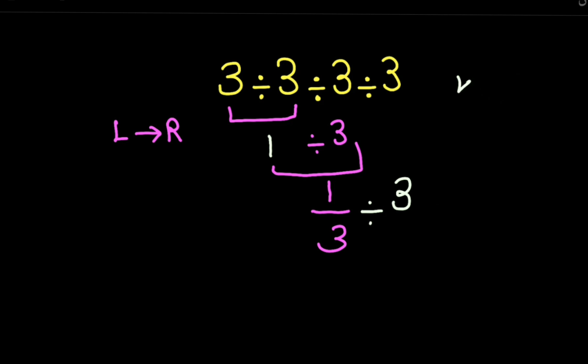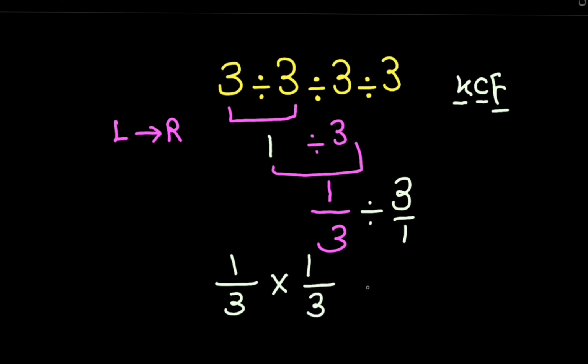According to the KCF, that is keep first fraction, change division to multiplication, and flip the next fraction. So keep first fraction 1 over 3, change division to multiplication, and flip the next fraction, 3 over 1 becomes 1 over 3.